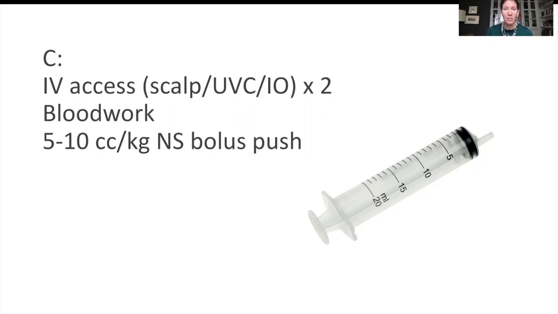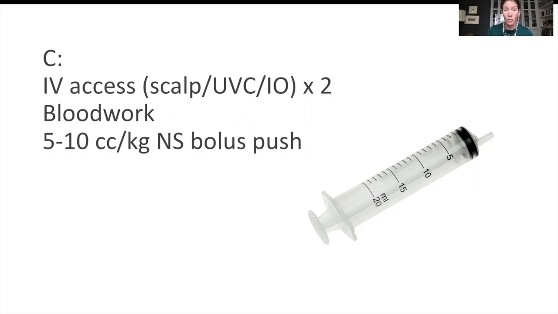And then we're going to start some judicious bolusing. We don't know what we're dealing with yet here. So we're not going to give a big 20 per kilo bolus. We're going to give 5 to 10 cc's per kilo of normal saline as a push, and we're going to reassess afterwards. So what's happened to the vital signs, heart rate and blood pressure?